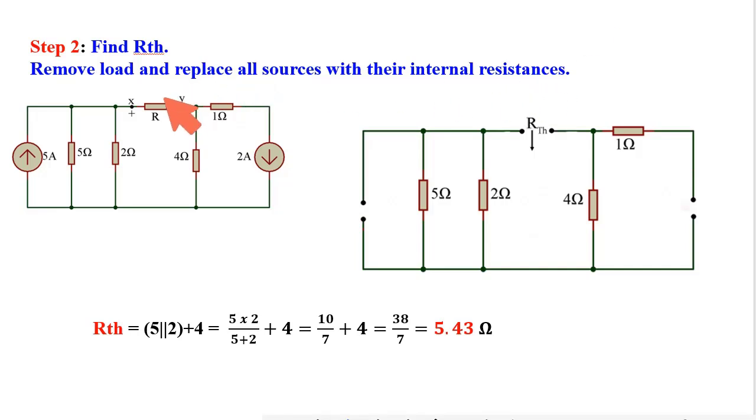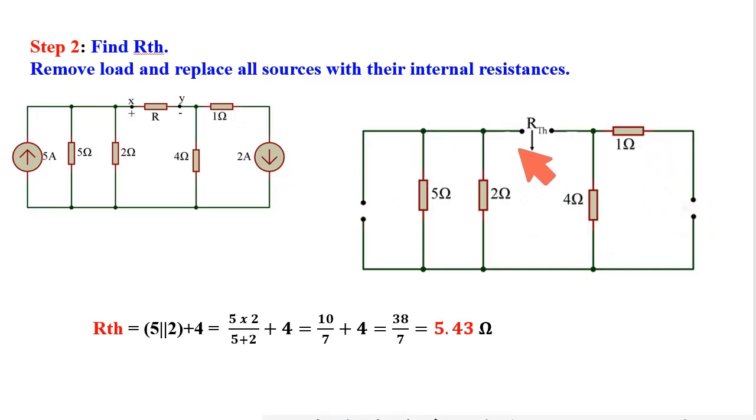Now to find RTH, the load is removed. See here, this current source will be opened. This current source is opened. This is the circuit to calculate RTH. Here this 5 and 2 are in parallel, with 4 in series. This 1 is not in the circuit.